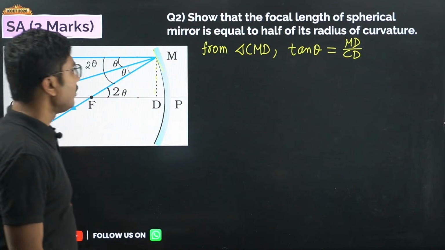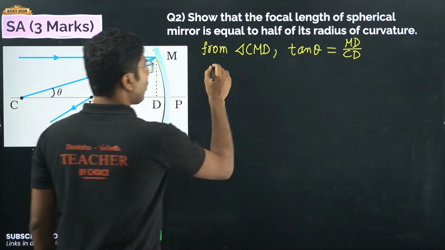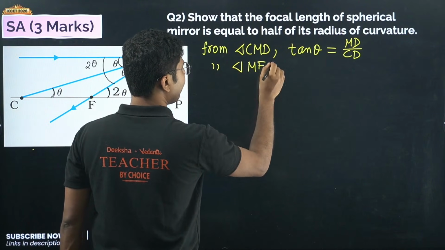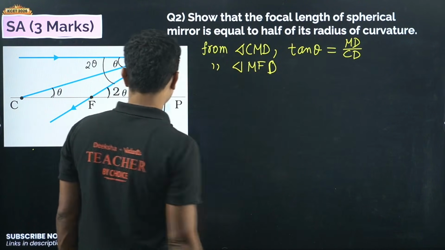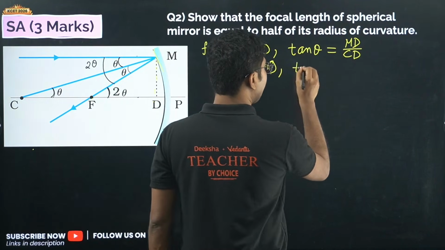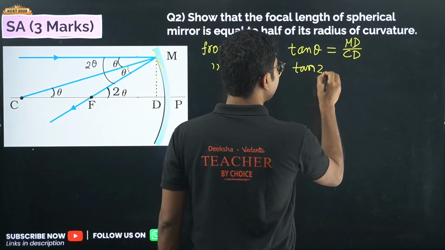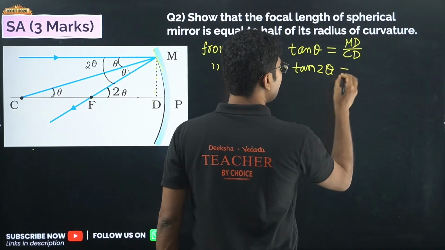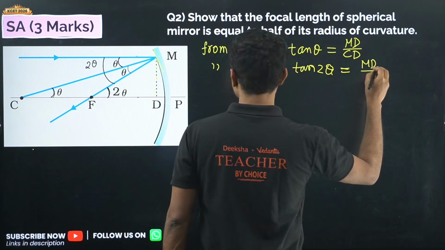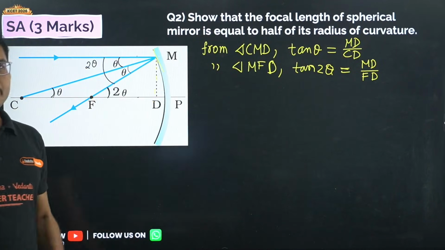Next we have to take the second triangle MFD. From triangle MFD, here again we will take the tan of the angle, but here if you see, we do not have theta, we have 2 theta. So tan 2 theta equals MD by FD. Okay, tan 2 theta equals MD by FD.